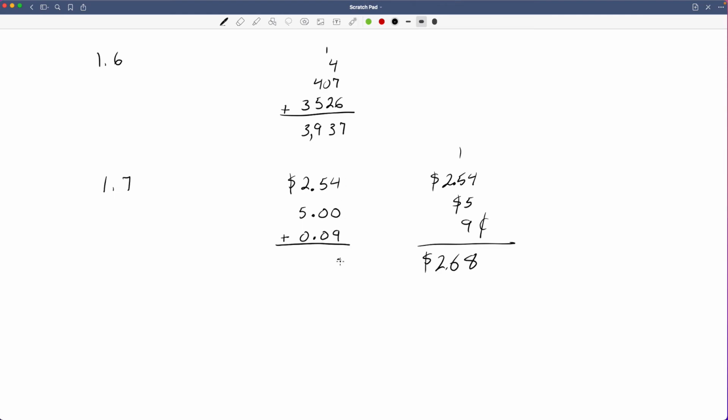4 and 9, that would be 13. Carry the 1, that would be 6. And then 2 and 5 is 7. So that would be $7.63. And that is the right value for this addition problem.